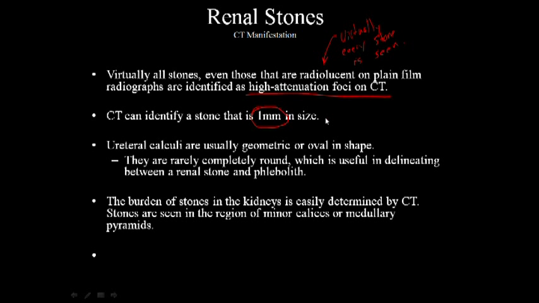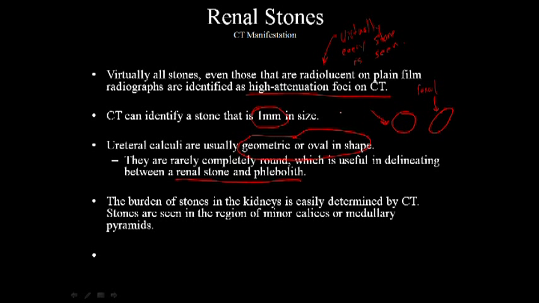Also, your ureteral calculi are usually geometric or oval in shape. Usually if they're in the ureter, then pretty much they're going to be nice and smooth and round. They are rarely completely round, which is useful in delineating between a renal stone and a phlebolith. And so typically you're not going to see a nice round stone, but they're going to look more oblong like this. And so usually your phleboliths are going to be more round, and renal stones or ureteral stones are going to be like this. And so that's going to be a way that you can tell them apart, because sometimes it gets confusing where a ureter is and where it isn't.